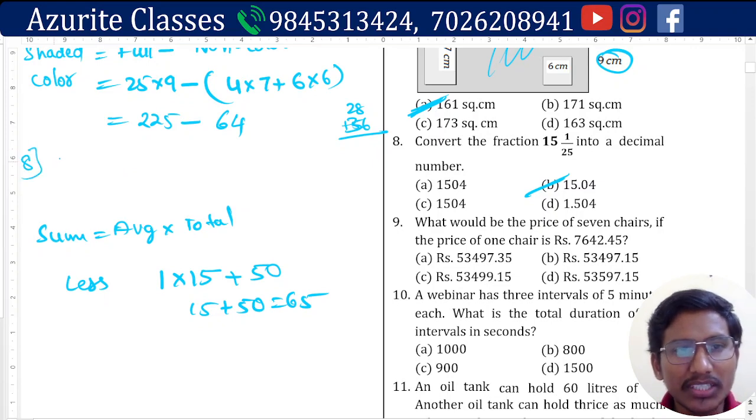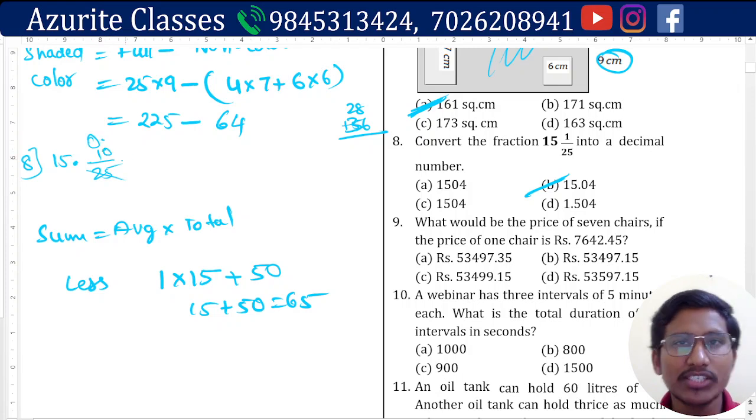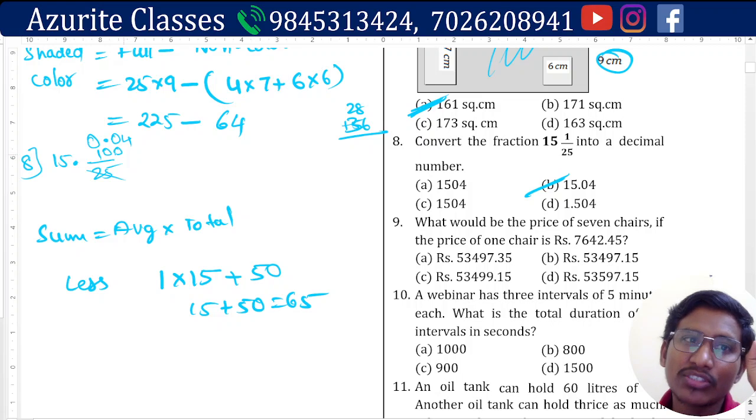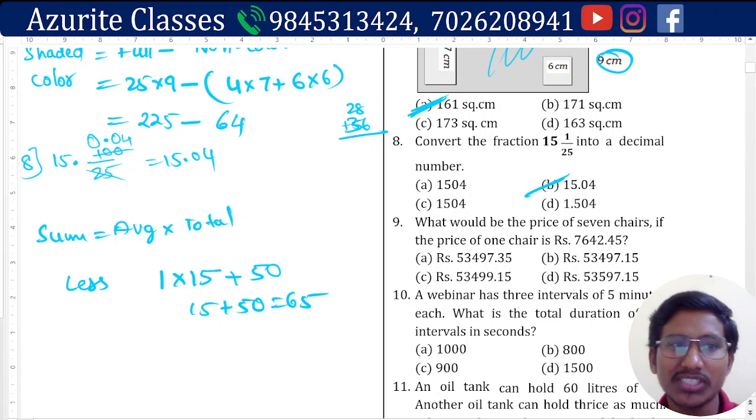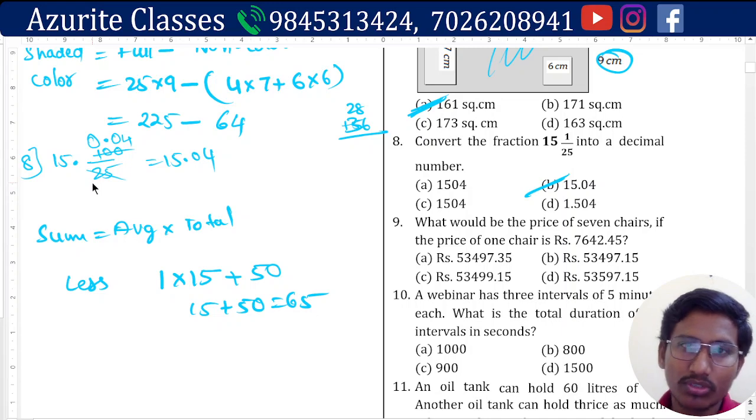So it will be 15 and 1 by 25, you divide it. 1 by 25 means, if you multiply with 4 the answer will come. 25, 1 is smaller, so 0 point will come. If you take 1.0, then 10 is also small, so again we have to take an extra 0, right? So 25 fours are 100. So 15.04 will be the answer. The option is B. Okay, divide it. I told you, you can watch again.